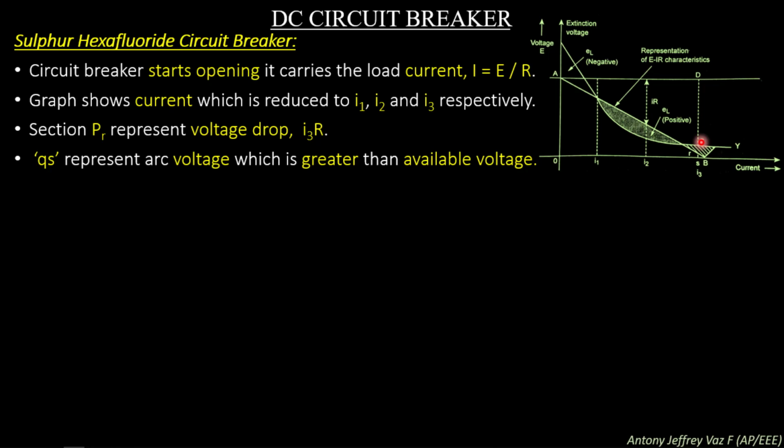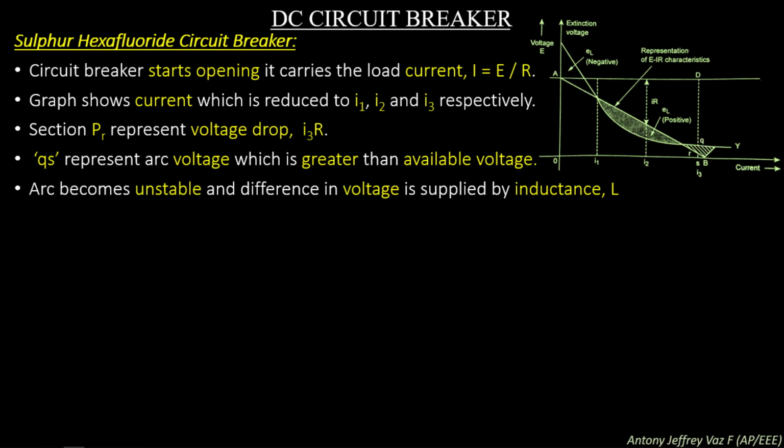QS represents arc voltage which is greater than available voltage. This is the QS point, and this point represents the arc voltage, and this is greater than the available system voltage. Arc becomes unstable and the difference in voltage is supplied by inductance L. So at this point the arc is unstable and the difference between the arc voltage and the system voltage is supplied by the inductance voltage EL.